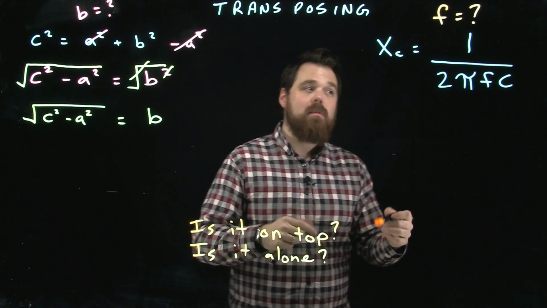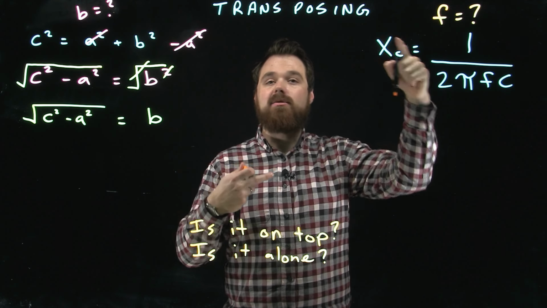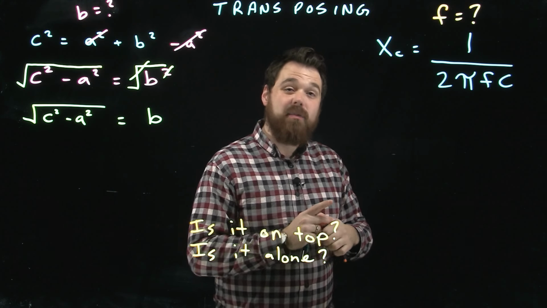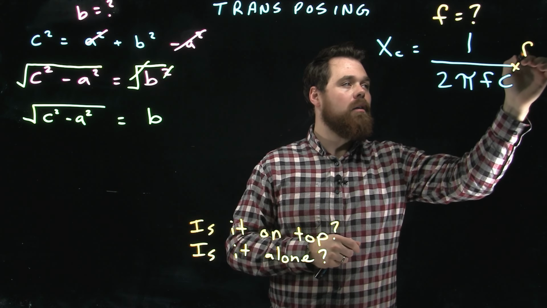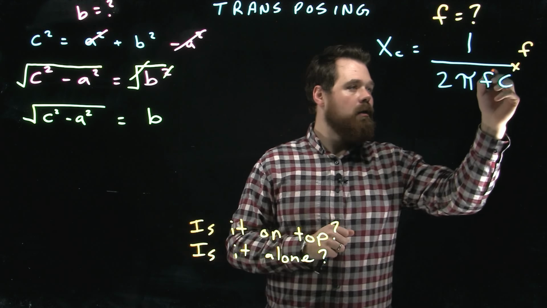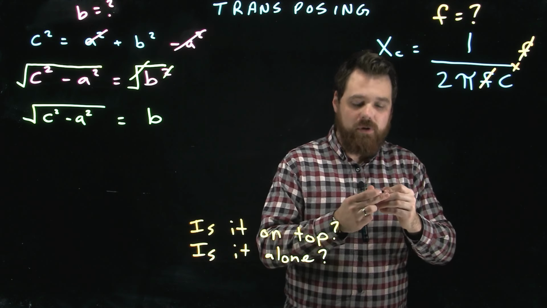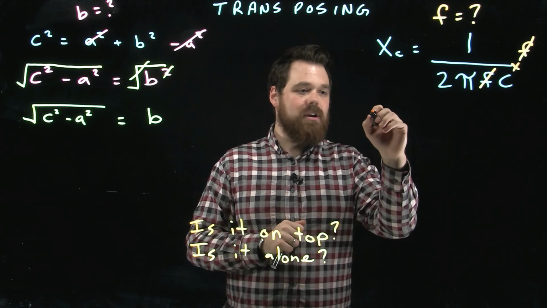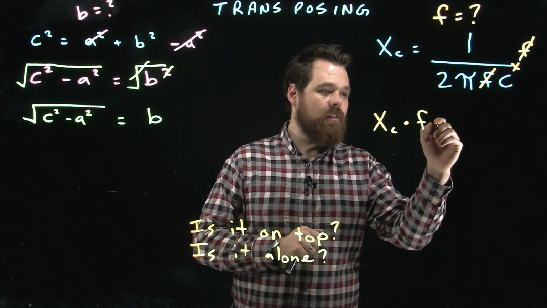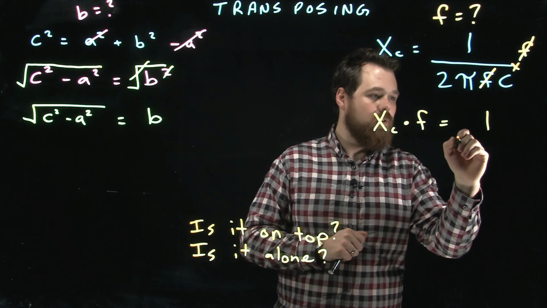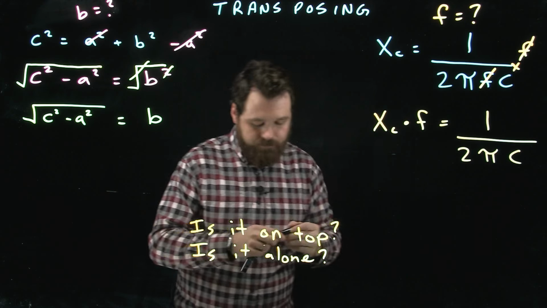And in order to do this, what we're going to do is we're actually going to take f from over here and we're just going to move it up to the other side of the equal sign, but put it up on top. And the reason that works is what we're doing is we are multiplying this side by f. Well, that f and that f cancel each other out. We do it to one side, we better be doing it to the other side. So now we'll have xc times f equals 1 over 2 pi c.